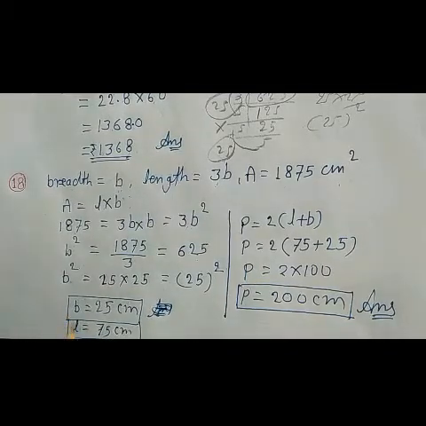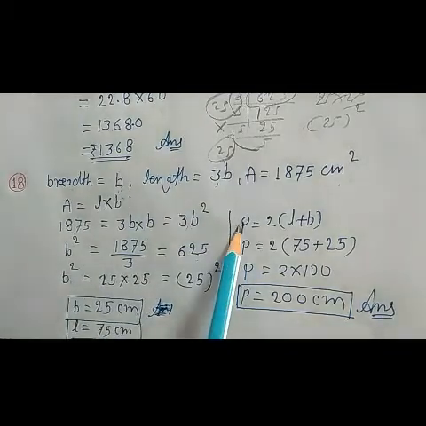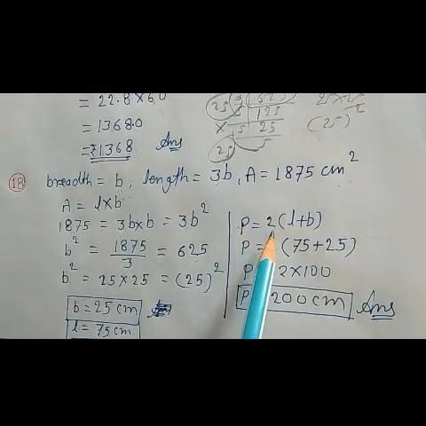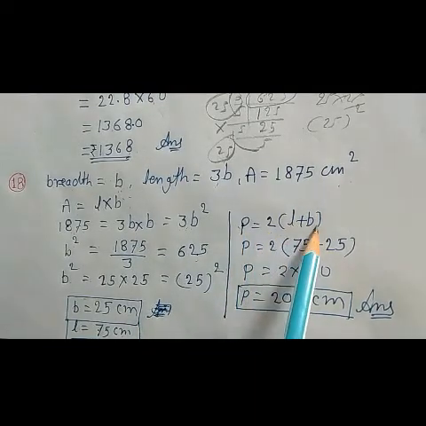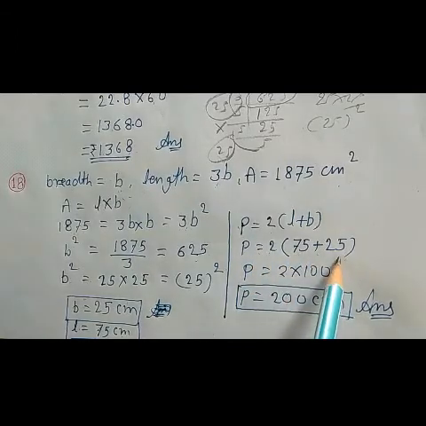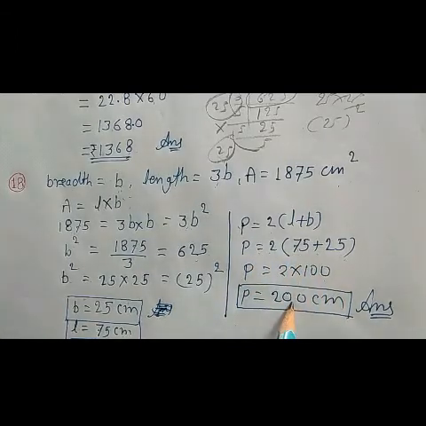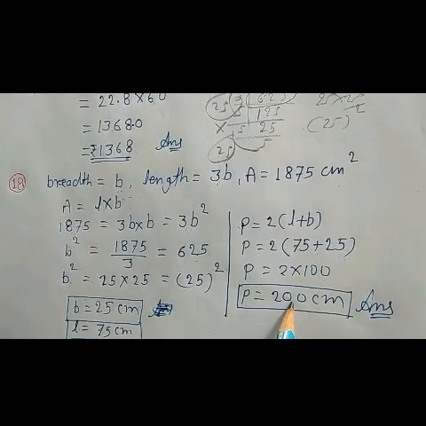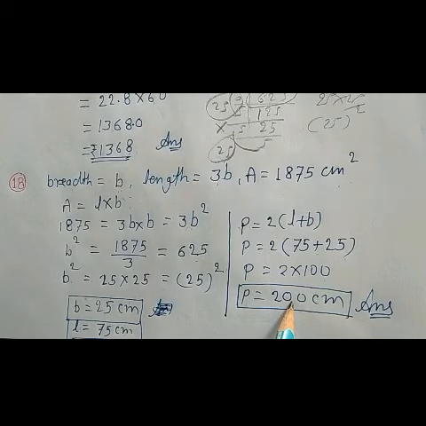Using this length and breadth, we have to find out the perimeter. Perimeter is equal to 2 into L plus B. So perimeter equals 2 into length plus breadth, which is 2 into 100, 200. This is the perimeter of the 18th question. This is the complete solution of exercise 32B.